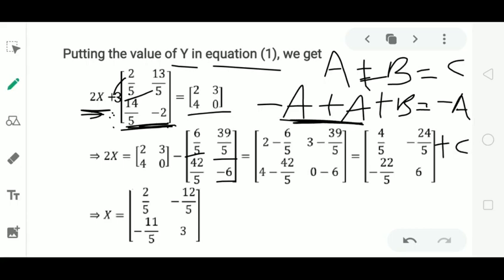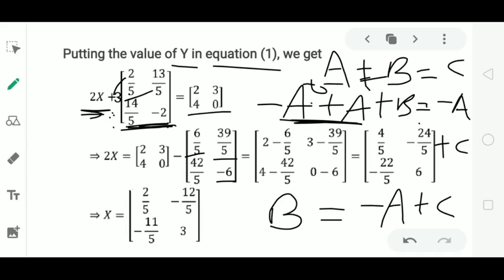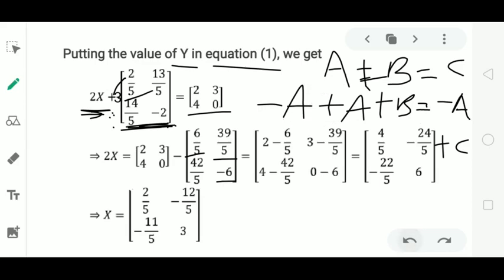Here minus A plus A will be 0 matrix. 0 matrix plus matrix B is B itself. In LHS we are left with matrix B. In RHS we are left with minus A plus C, or you can also call it C minus A. So taking matrix A to the RHS is nothing but adding negative of the matrix on both sides. Or if you are perfect with this operation, then directly you can say you are taking the matrix to the RHS.